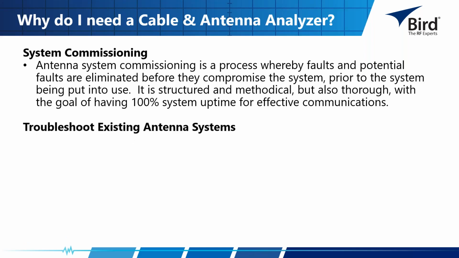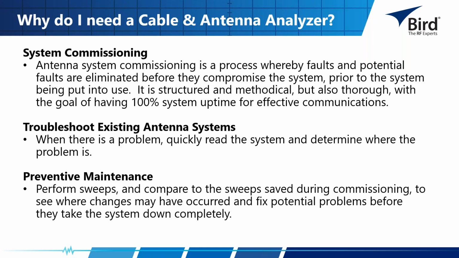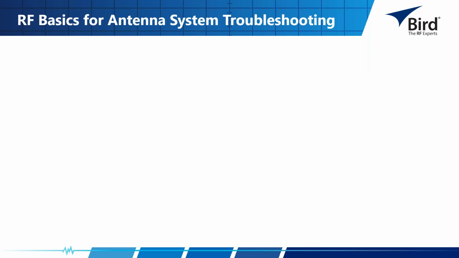We can also troubleshoot existing antenna systems. When there is a problem, quickly read the system and determine where the problem is. And we also can perform preventive maintenance: perform sweeps, compare to the sweeps saved during commissioning to see where changes may have occurred, and then fix potential problems before they take the system down completely.